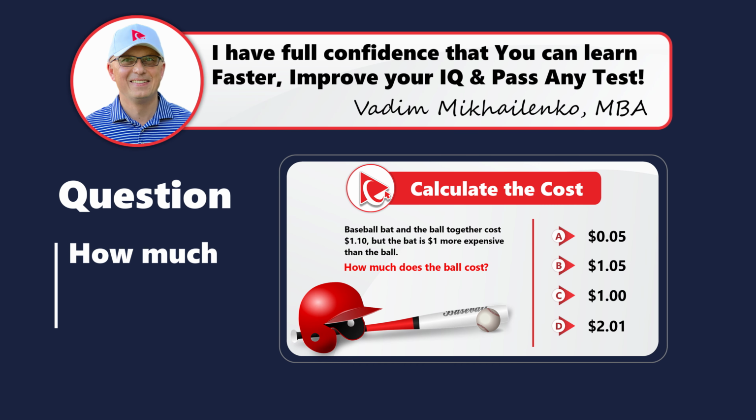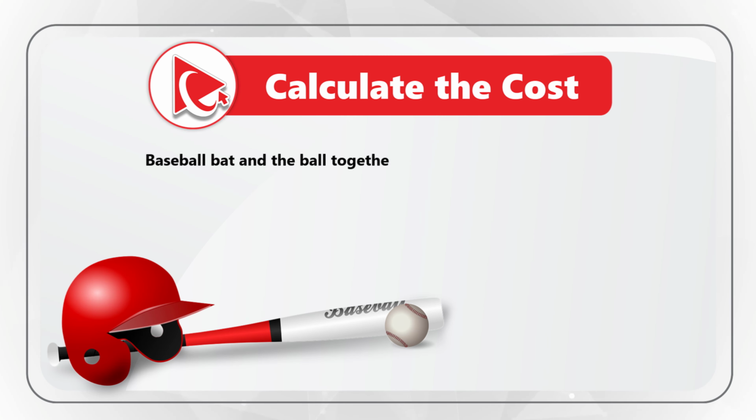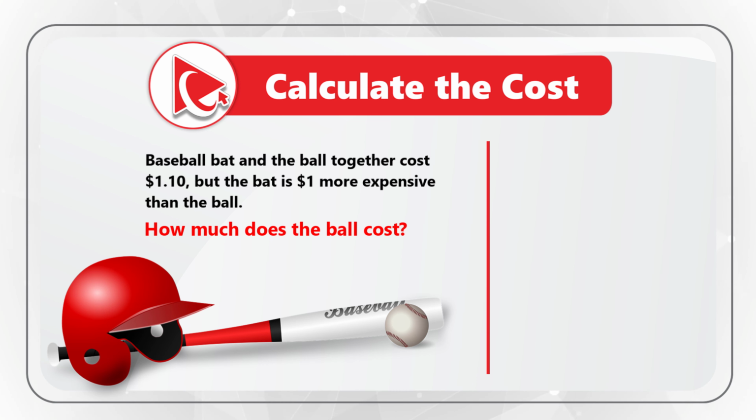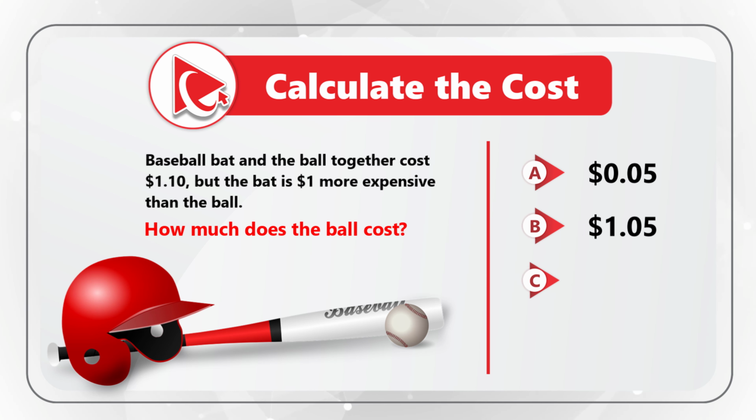This is one of my favorite questions because it tests a variety of different skills on the test. A baseball bat and a ball together cost $1.10. But the bat is $1 more expensive than the ball. How much does the ball cost? You need to select one out of 4 possible choices. Choice A, 5 cents. Choice B, $1.05. Choice C, $1. And last but not least, choice D, $2.01.